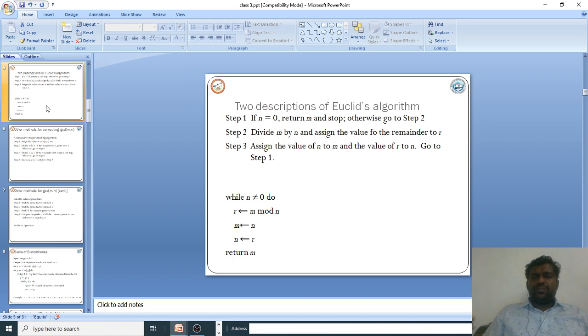there are two descriptions of Euclid's algorithm. That is, when n equals 0, then you're going to return m. If the value of n is 0, then you're just going to return the number m. Next, in step 2, you're going to divide m by n, and whatever value you get, you're going to assign that to r. Next, you're going to assign the value n to m and value r to n, and then again you're going to move to step 1. Okay, and then you're going to return that particular number.